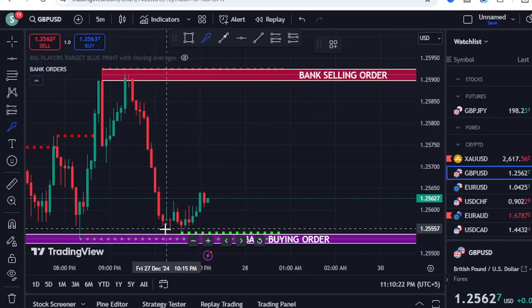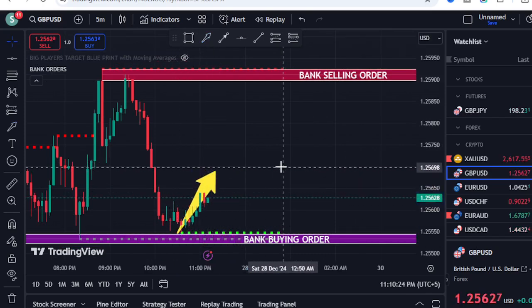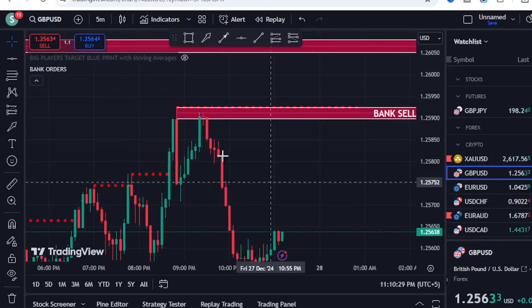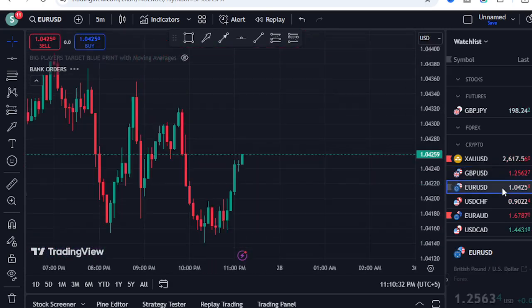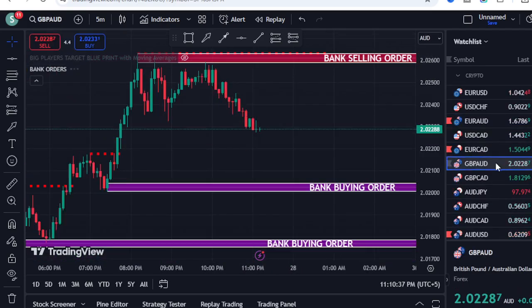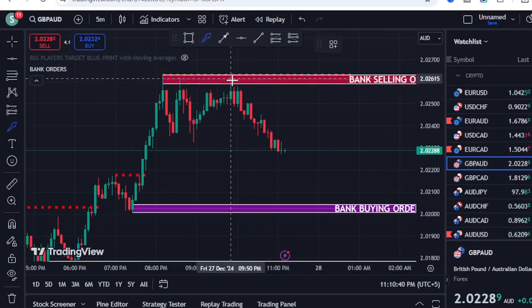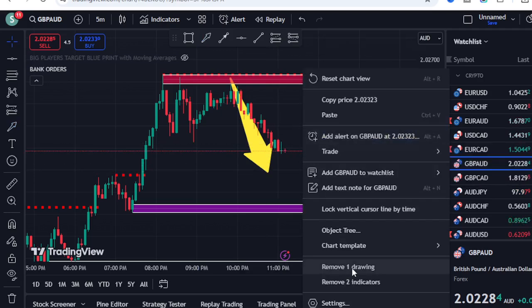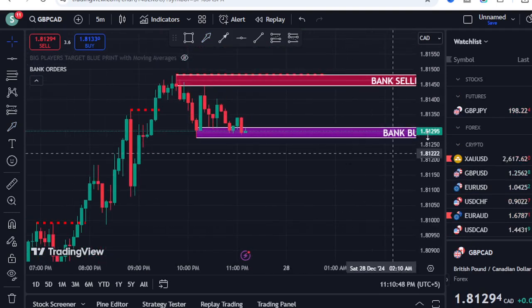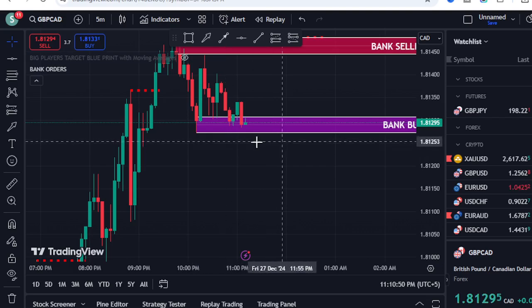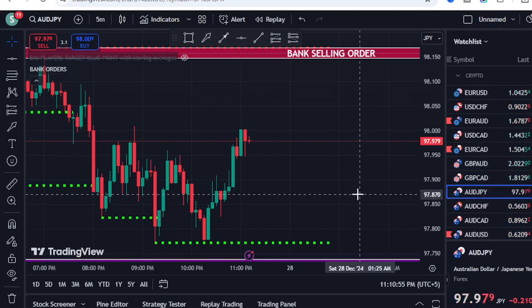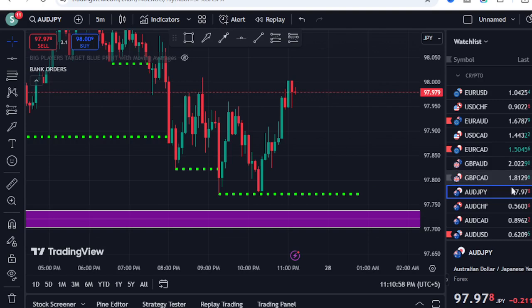If you look at Great Britain pound USD, you can see exactly from the bank buying order plus the dotted green line, the price is simply moving up, and previously we had the drop exactly from here. So this is how this indicator works. Even euro USD is going up, and let me show you more examples. Go to pound AUD, you can see from the bank selling level we have just received the rejection. Great Britain pound CAD, you can see it is at the bank buying level, but we don't have the dotted green line here, and we need it for a stronger confirmation. AUD JPY, just above the bank buying order, has moved up.